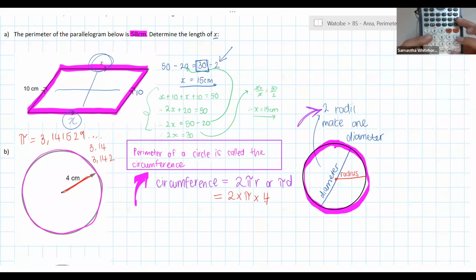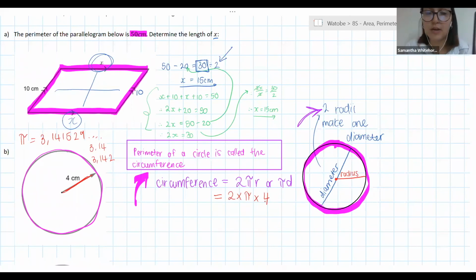So on my calculator, we're going to say 2 times, there we go. Now, if you have a Casio, your pi button is above the times 10 to the x. Now it's in yellow, so you're going to have to use shift. So we're going to go shift pi, and my pi symbol comes up.